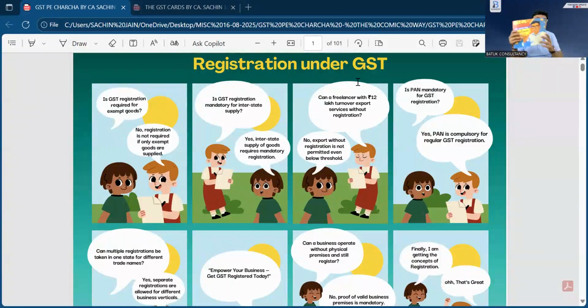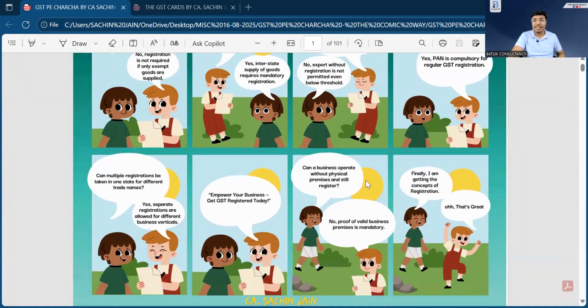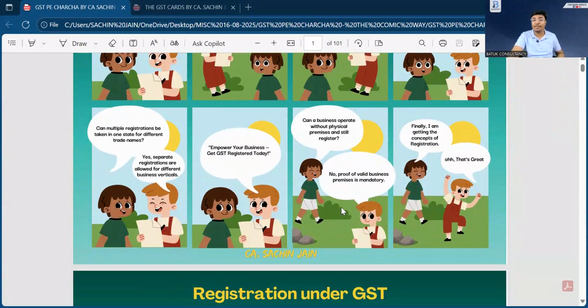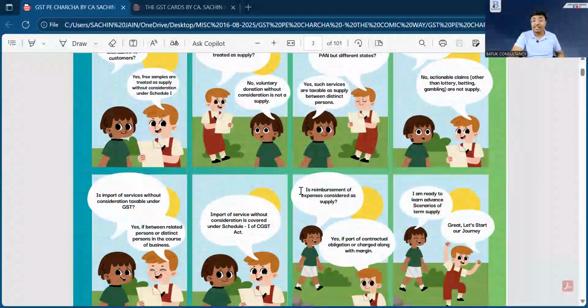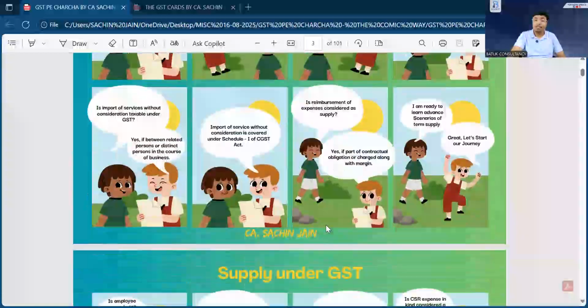Sir, this is India's first book which is completely in a glossy form and which covers the complex problems of GST regarding registration, like can a business operate without physical premises still registered? No. Proof of valid business premises is mandatory. Registration like topic, supply like topic, is reimbursement of expenses considered as supply? Yes, if part of contractual obligation or charged along with the margin.